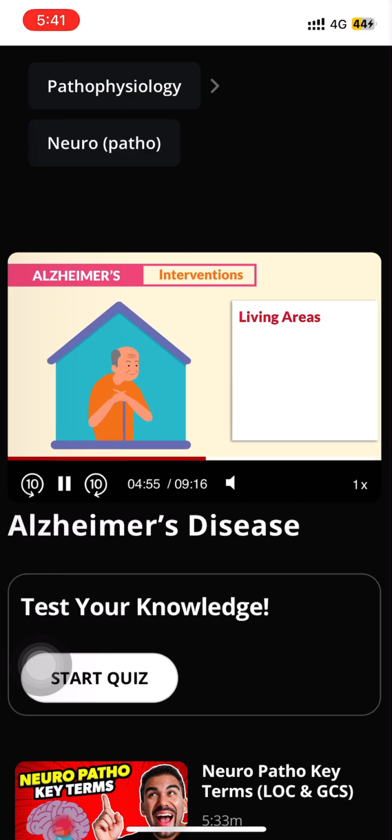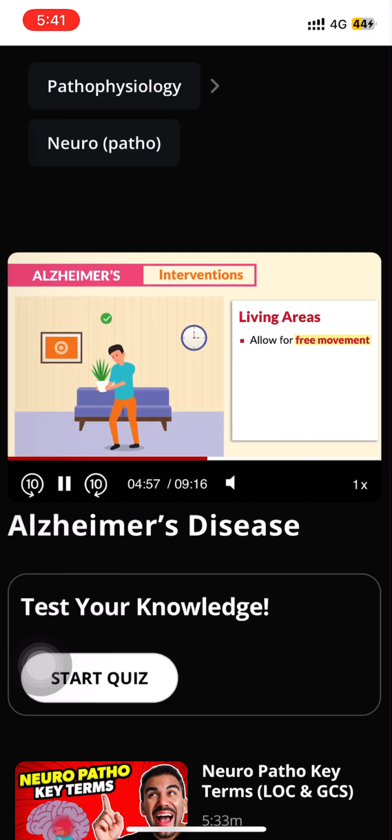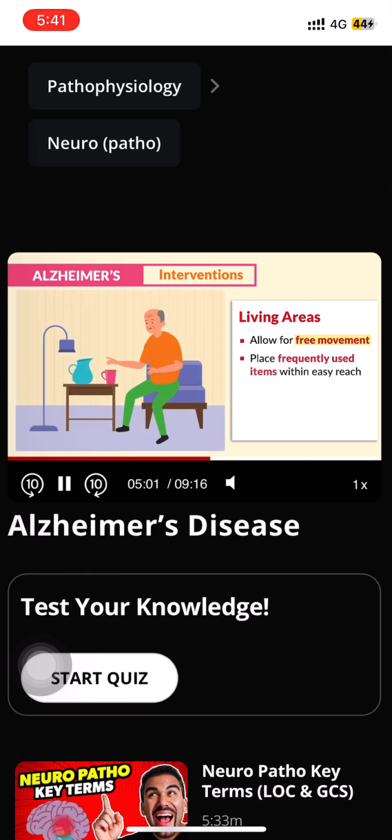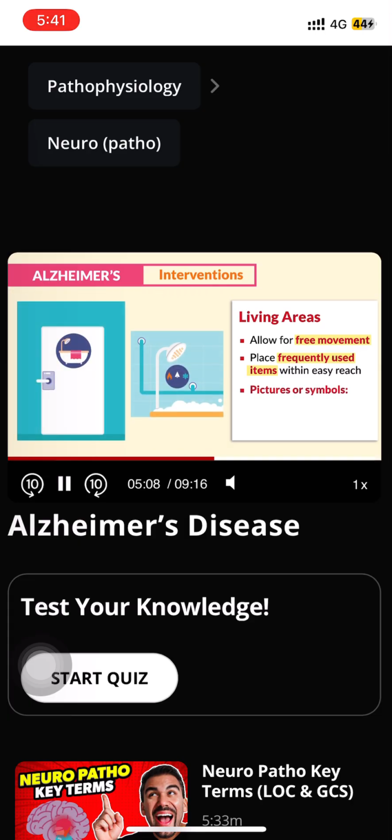Now for living areas, we always allow for free movement, that's a key term, so move furniture appropriately. And place frequently used items within reach, another big key term there. And then lastly, pictures or symbols to label commonly used doors or devices. For example, a picture of a toilet on bathroom doors, and label hot versus cold water.